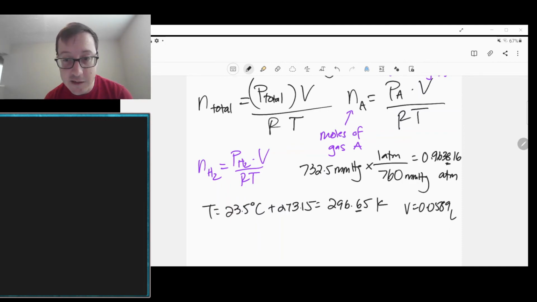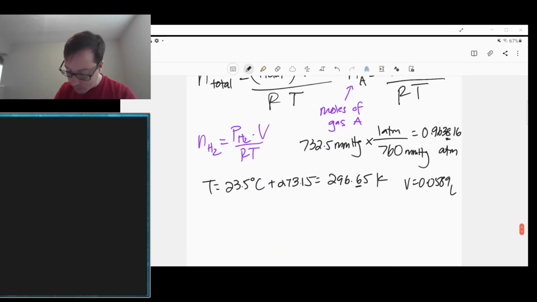Remember, milliliters to liters, that's something you should be able to do in your head at this point. Ready? So, let's go ahead and do this. The moles of hydrogen would be equal to our pressure of hydrogen. I'll be good and write my units.